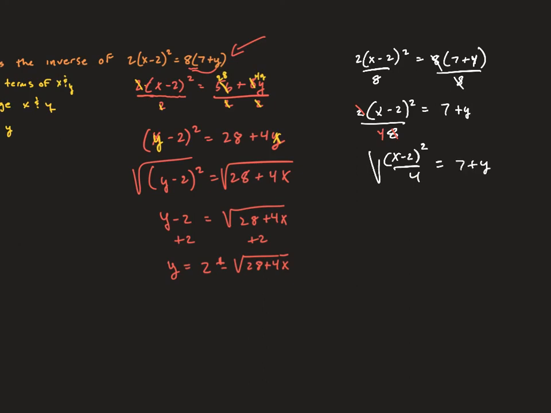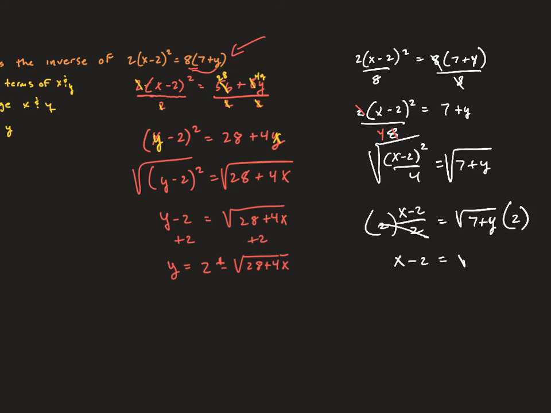I can go ahead and take the square root of both sides, and that is going to be x minus 2 over 2 is equal to the square root of 7 plus y. I'm going to go ahead and multiply by 2, and that's going to cancel, become 1, so x minus 2 is equal to 2 times the square root of 7 plus y. Well, I did forget to go ahead and swap my y and my x.